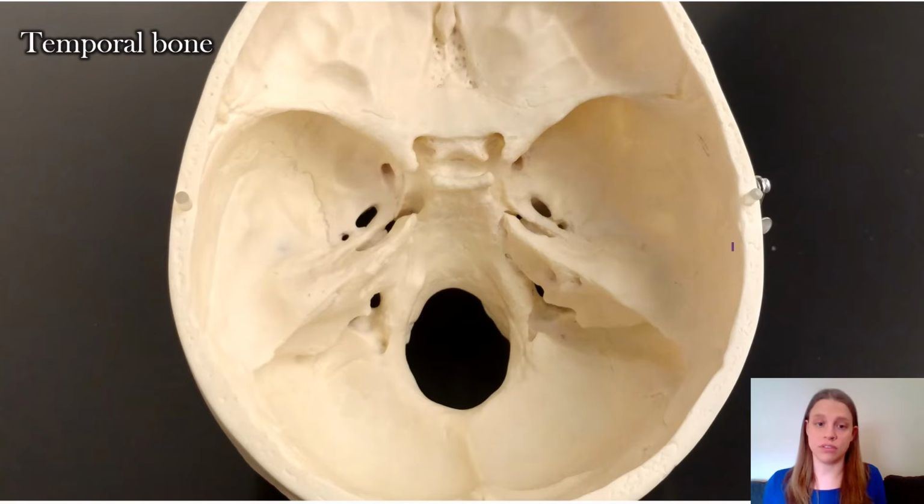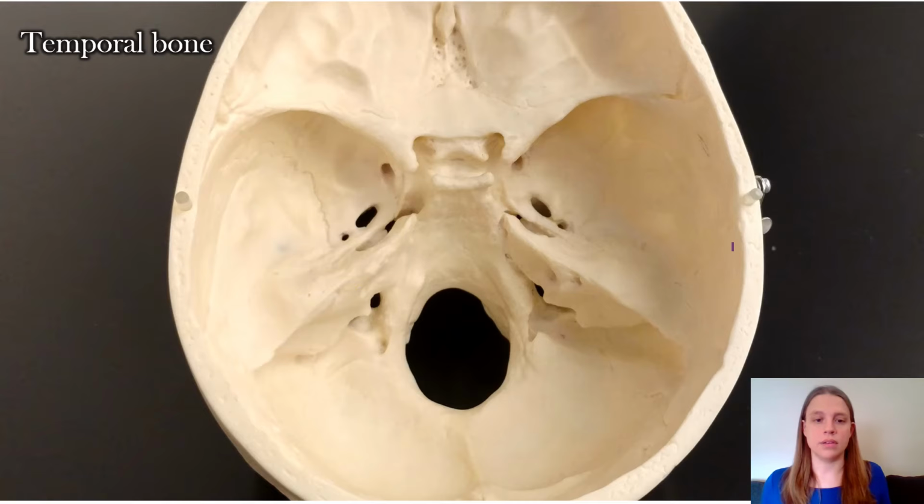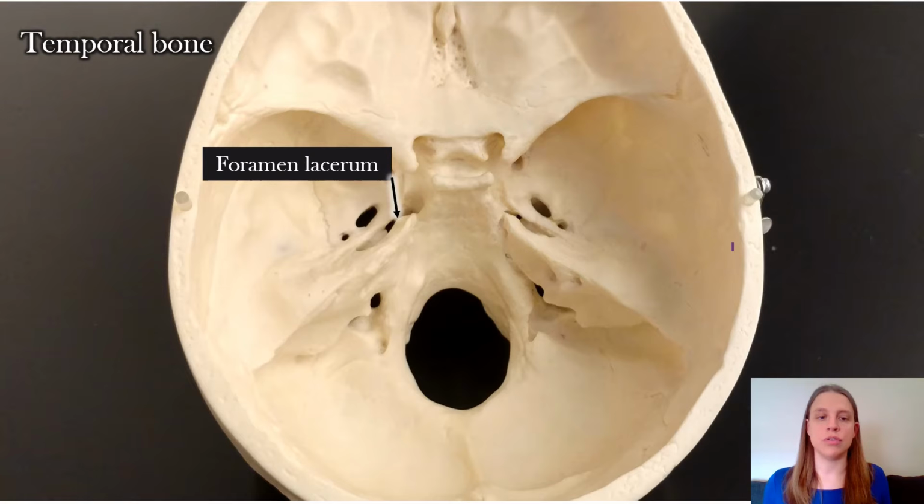Coming to the inside of the skull, here's the borders of the temporal bone. You can see, especially on the top, there's little sutures which separate it from the sphenoid bone. The ridge of bone here, which I call the mountain, is the petrous region of the temporal bone. And you also have some holes in the temporal bone. You have the foramen lacerum. Think like a laceration is a cut. This hole kind of looks like a gash, a deep cut.